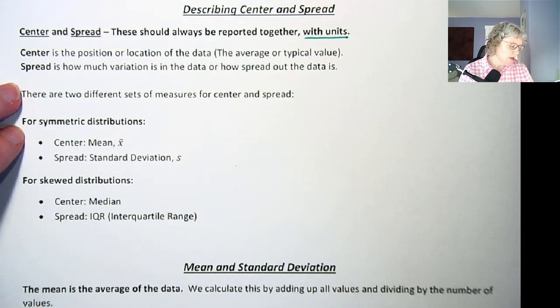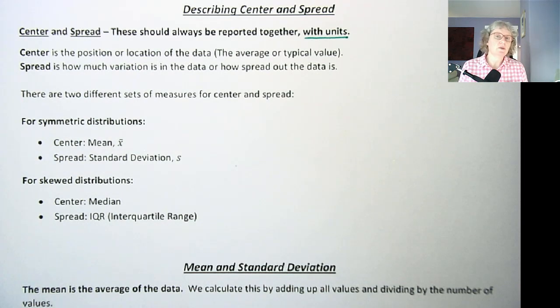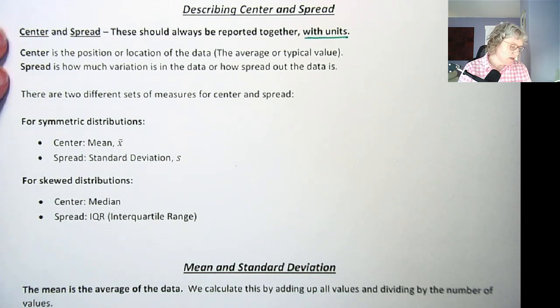And then the spread is how much variation there is in the data. So you can think of it as how wide or narrow the data are, how spread out they are. I'll show you some examples of this, but center and spread go together.